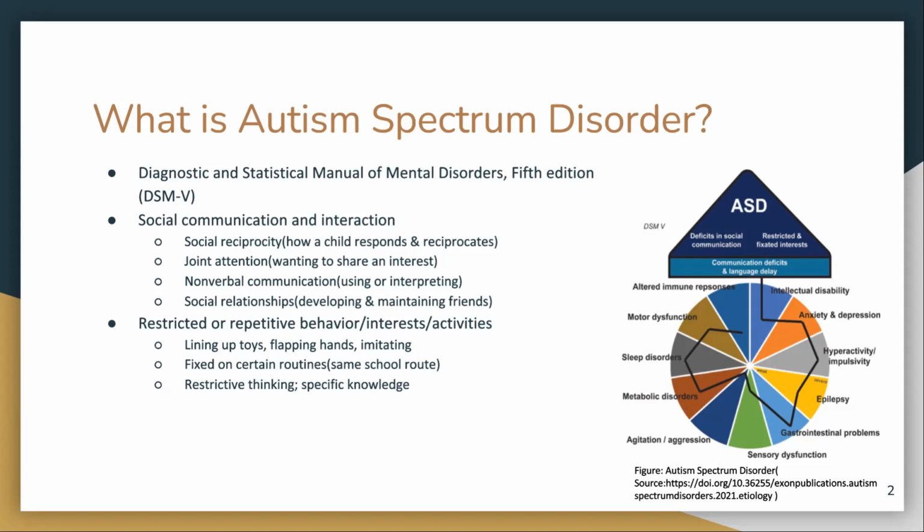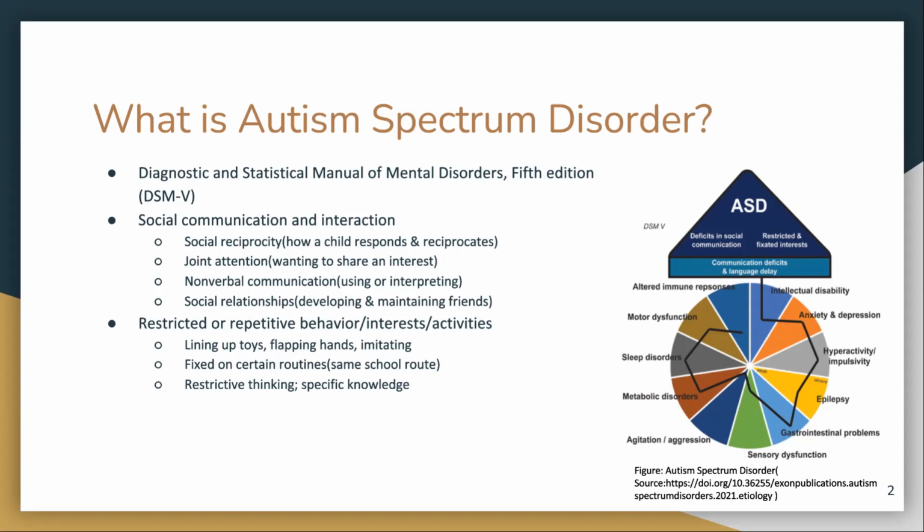In the fifth edition of Diagnostic and Statistical Manual of Mental Disorders, the term autism spectrum disorder, in short ASD, was first introduced, which includes all developmental disorders as a spectrum that differentiates based on the severity of two major areas. First, deficits in social communication and interaction, and second, restrictive or repetitive behaviors, interests, and activities. For the social and communication area, there are four subcategories. The first one is social reciprocity, which refers to how children respond or reciprocate in social interactions.